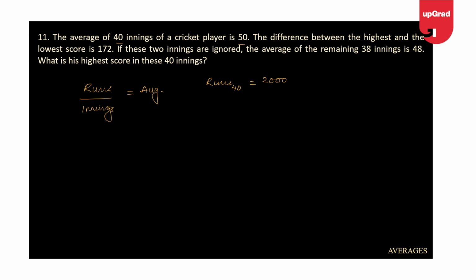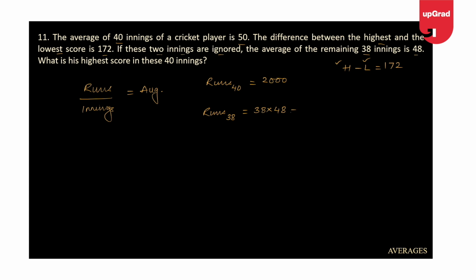Now the question says the difference between the highest and the lowest score is 172. That means whatever his highest score was and whatever his lowest score was, the difference was 172. Now the second part says if these two innings are ignored, that means we are ignoring the highest score and the lowest score, and the average for the 38 innings comes out to 48. That means the runs that he has scored in those 38 innings will be equal to 38 multiplied by the new average, which is 48.